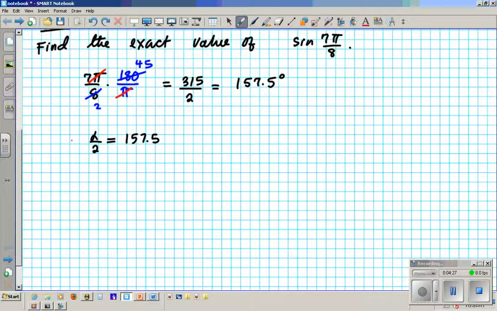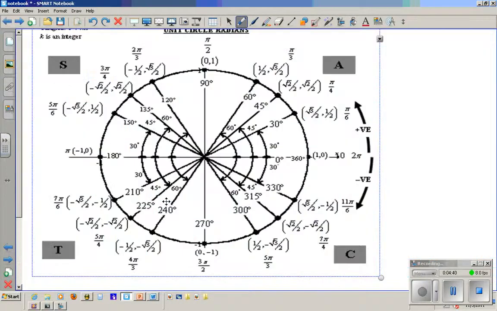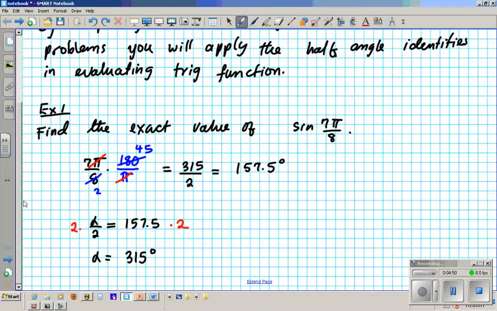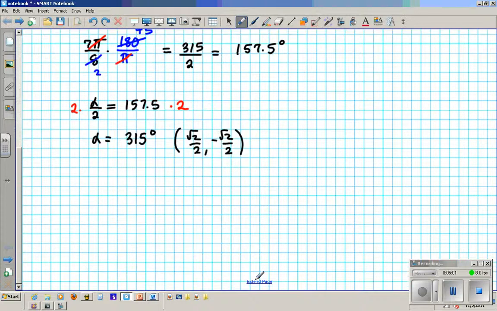Hopefully. So if I multiply this by 2 and multiply this by 2, I'm going to end up with alpha equals 315 degrees. Now is this on the unit circle? 315. Let's take a look at it. 315 is right here. Root 2 over 2 and negative root 2 over 2. While we're at it, why don't we just write down the coordinates of that point? So 315 is root 2 over 2 and negative root 2 over 2. Remember, from a unit circle ratios that the x coordinate is cosine and your y coordinate is sine.